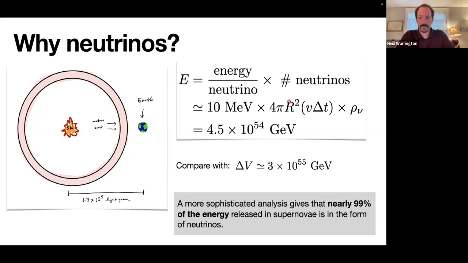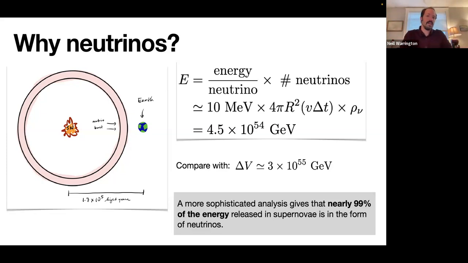We know every single one of these numbers. R is 170,000 light years. V is the speed of light. Delta T is 12 seconds. Rho V is 2,000 per meter cubed. What you get is roughly 5 times 10 to the 54 GeV. All right, compare this with our estimate of the gravitational binding energy release, which is 3 times 10 to the 55 GeV. We just got within 10%, okay?